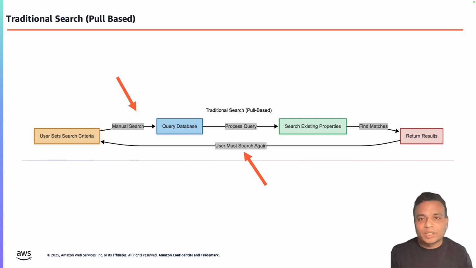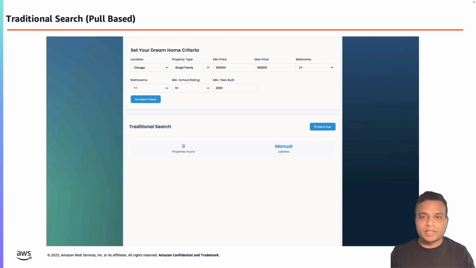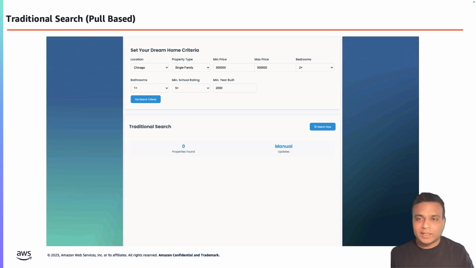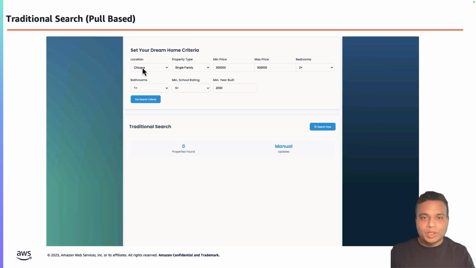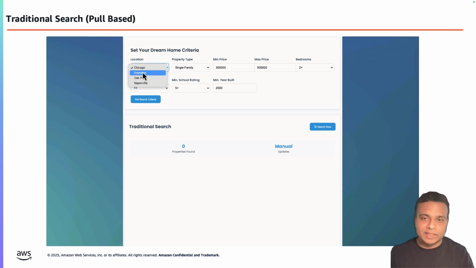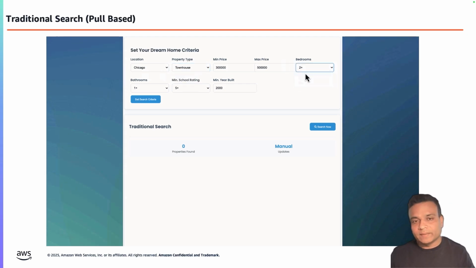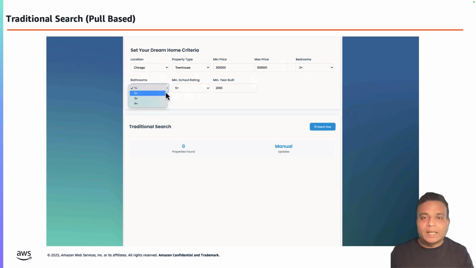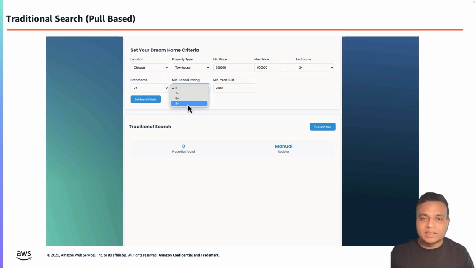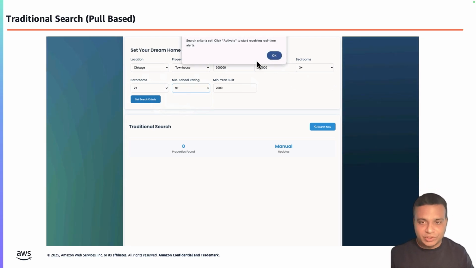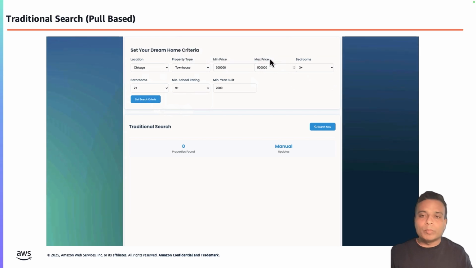This process can be time-consuming and may result in missed opportunities, particularly in dynamic real estate markets where timing is crucial. In order to better understand how traditional search works, I have put together a sample property listing application. Using this application, the home buyers can set the search criteria for their dream homes, such as location, property type, number of bedrooms, number of bathrooms, and school rating.